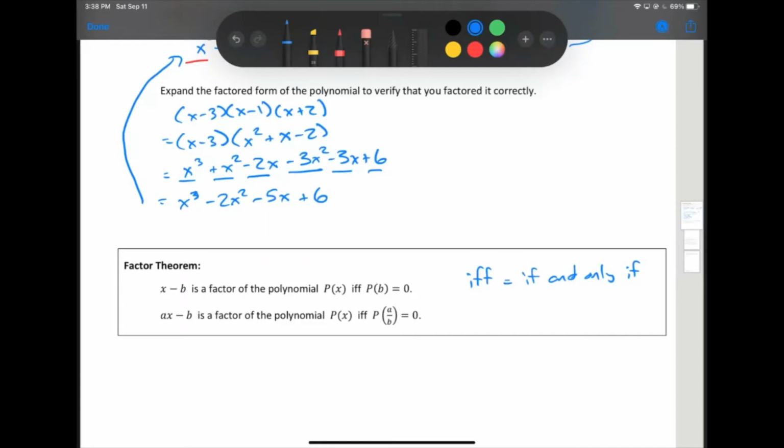So anyway, basically this is just a slight modification of yesterday's thing, which says if we plug in a value and get a 0 out, then we know one of the factors. And if we know one of the factors, we know it'll have a remainder of 0.